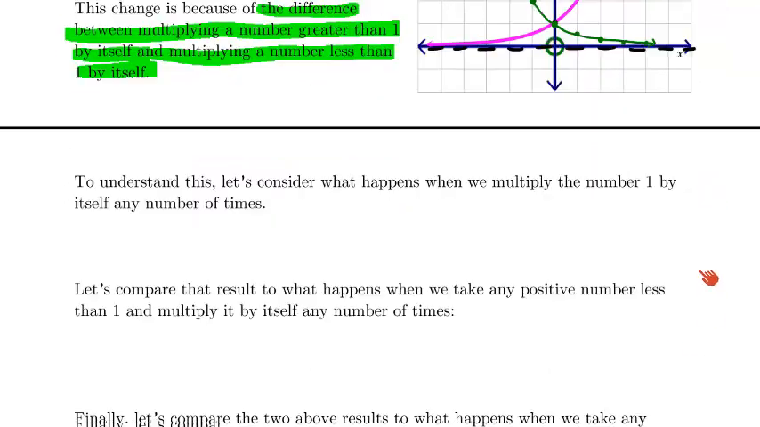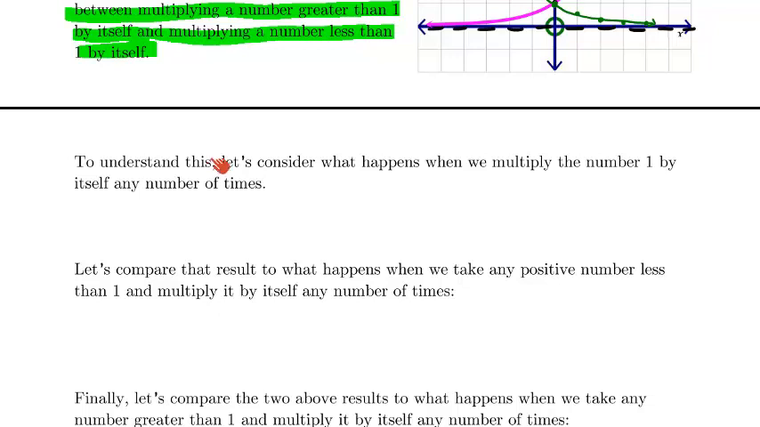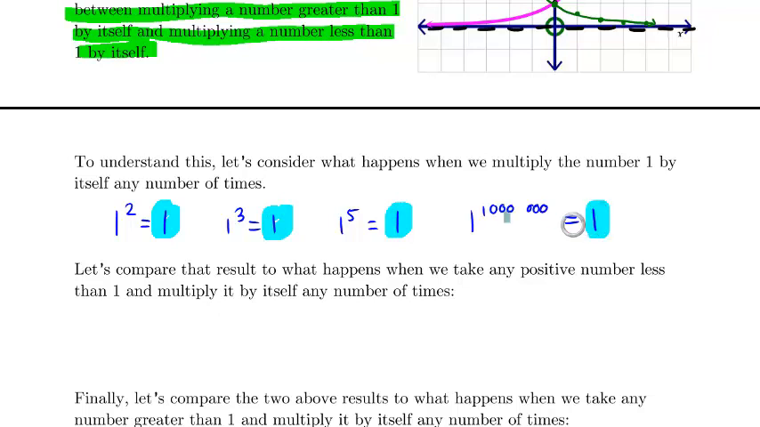And let me show you what I mean by this, guys. To understand this, let's consider what happens when we multiply the number 1 by itself any number of times. I hope you agree with me, guys, that it doesn't matter how many times you times 1 by itself. 1 squared, the answer will be 1. 1 cubed, the answer will be 1. 1 to the 5, the answer will be 1, especially if I draw that 5 as an actual exponent. Guys, you can take 1 to the 1 million and the answer will be 1. No matter how many times you multiply 1 by itself, the answer stays exactly the same. It is still just 1.